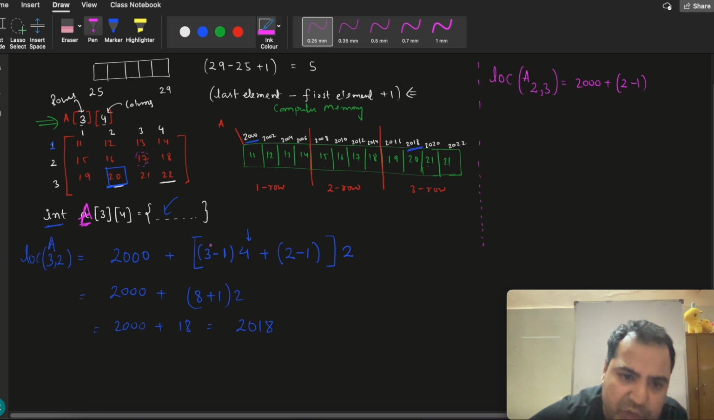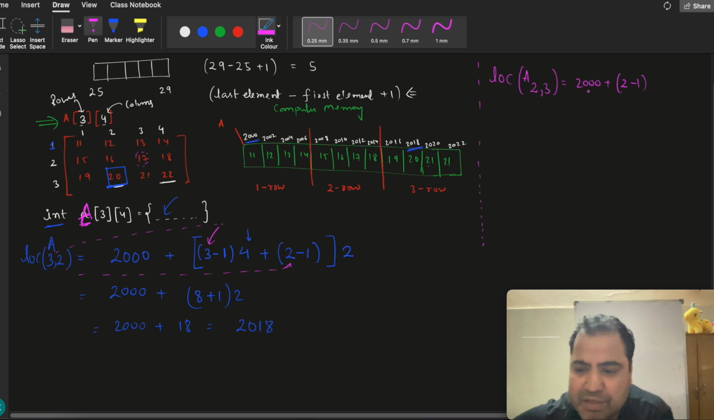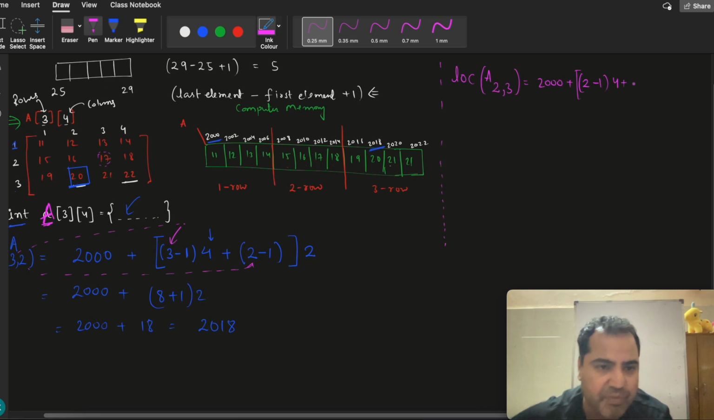This part corresponds to the row and this part corresponds to the column. I will take tedious examples of competitive exams in this also. So 2 minus 1 is 1. Now the number of columns: it has 1, 2, 3, 4, four columns, so multiply by 4. Then add the number of columns to skip: third column, so 3 minus 1, and then the size, 2 bytes.